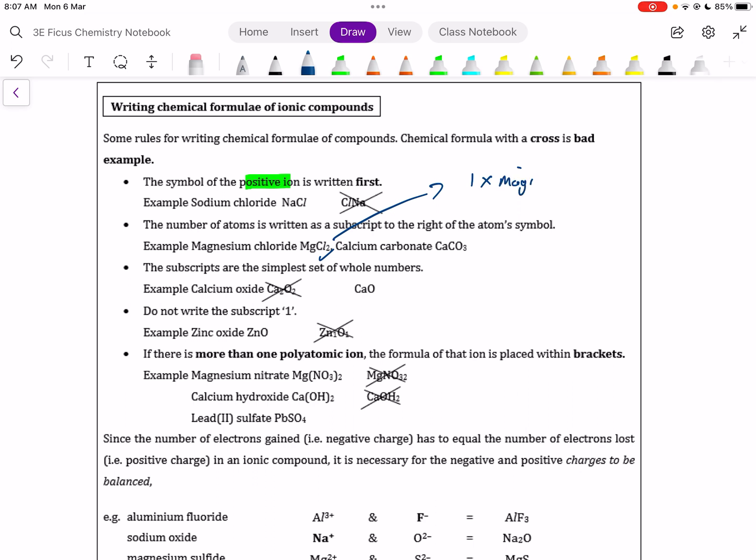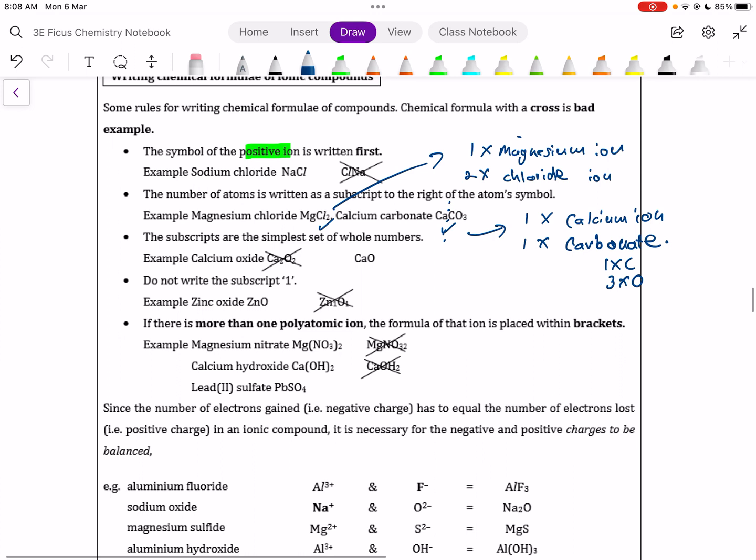This means you have one magnesium and two chloride ions. This one is all ions. Likewise for this one, one calcium ion and one carbonate ion. This one is one carbon and three oxygen inside the carbonate itself. That's for understanding purposes.